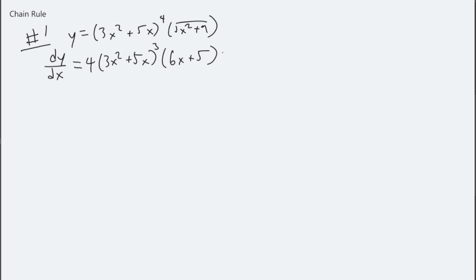And we're just going to rewrite the second part of the function as is. It's going to be x squared plus 9. We're going to rewrite this as the exponent a half. And product rule means we have to add both sides. We're going to rewrite the first part of the function as is.